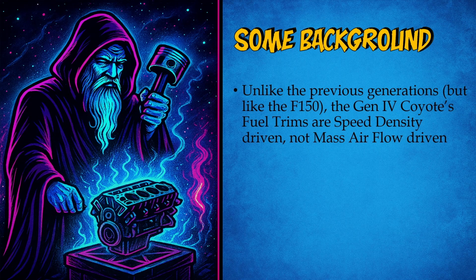Some background and things to consider as we do this. Unlike previous generations, but like the F-150, for example, Gen IV Coyote fuel trims are in fact speed density driven. Ask me how I know. I know because all the cars I've tuned in the past, the first thing I've always started with is MAF. I drive mostly sports cars, various stripes. I'm not really a truck tuner, so I'm used to working with MAFs.